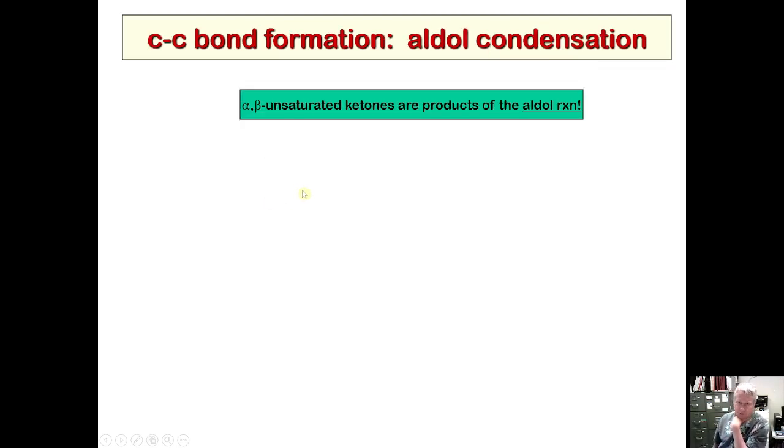Moving onward, different CC bond forming type reaction. Let's get into the carbonyl condensations, and a couple of them. We got the aldol, we got the Claisen, a couple more. So the aldol creates alpha beta unsaturated ketones. Those are the product of aldols. Sometimes it can be an aldehyde also, but usually we focus on the ketones.